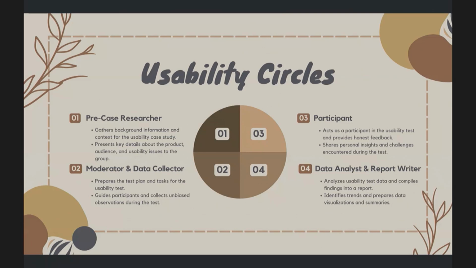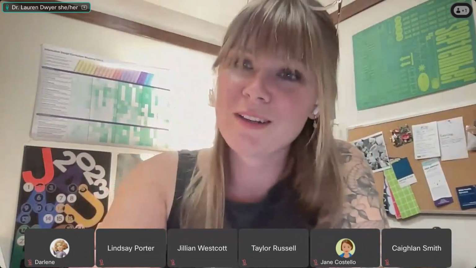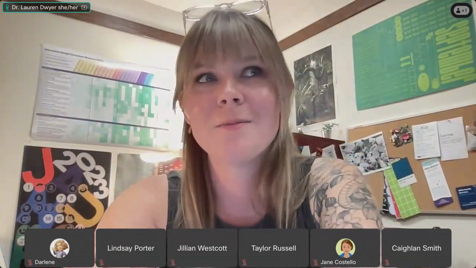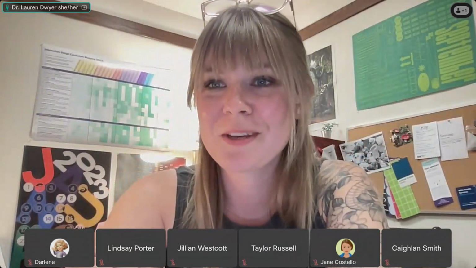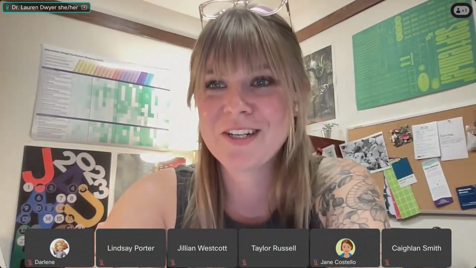Then we have the participant. Now, there's at least 2 to 3 people per group that act as participant each week, and people get to be a participant more than once. But I would argue that even though students are like, oh, I'll be participant this week, it's going to be the easy role, it's actually the most important one because it puts people in the position of something that they're going to actually be interacting with when they're out in industry.